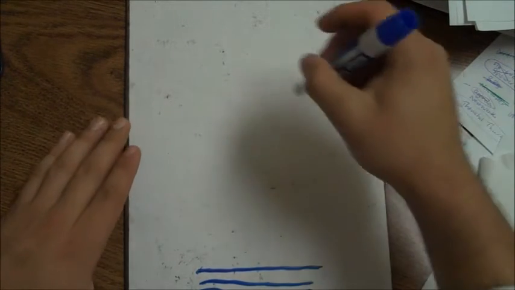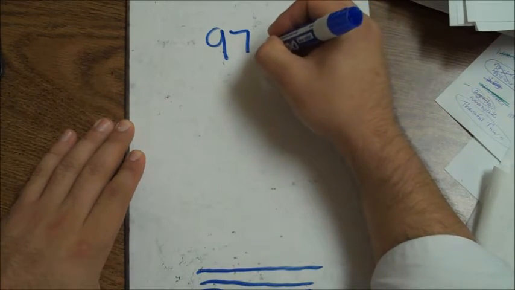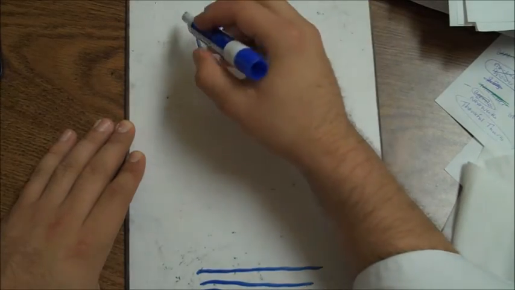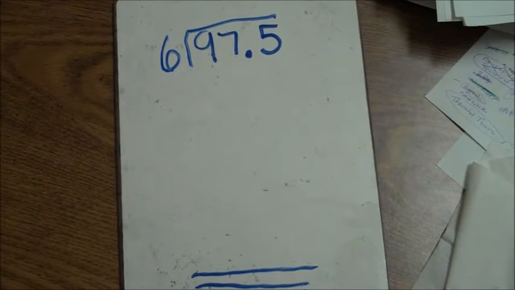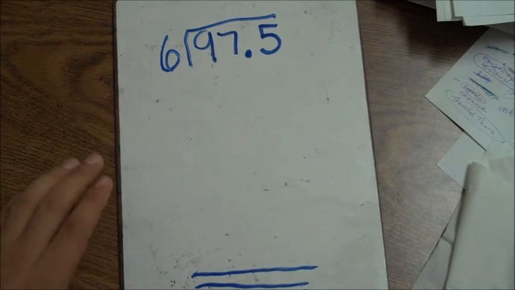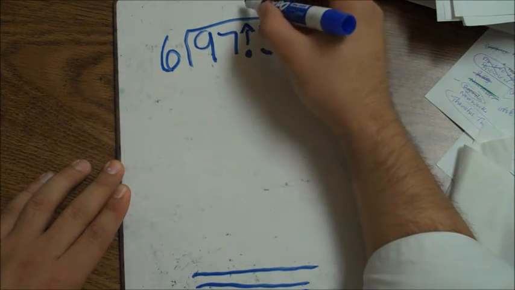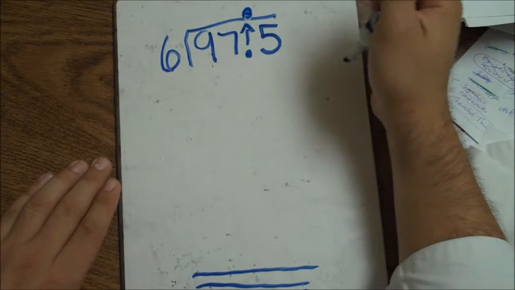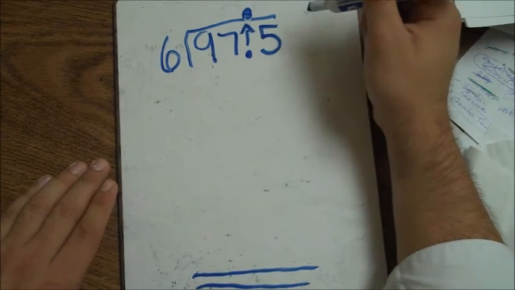Here's our final problem that we're going to solve in our guided practice. We're going to do 97.5 divided by 6. So with this problem, we have a decimal in our dividend. Remember, the first thing that I'm going to do is move my decimal upstairs. Now that that's taken care of, I can just solve this like normal. Make sure when you follow along that you're drawing in all the arrows that I do.